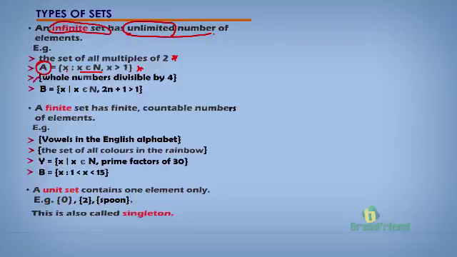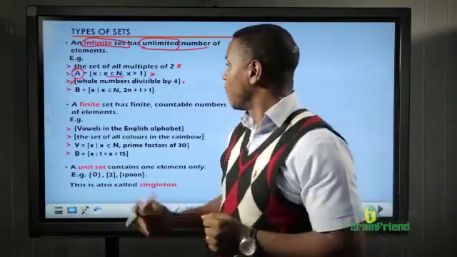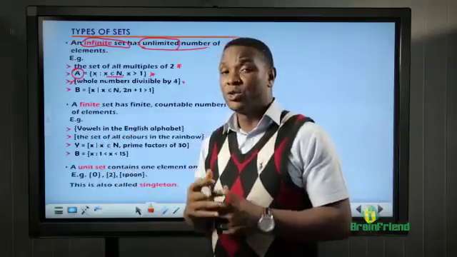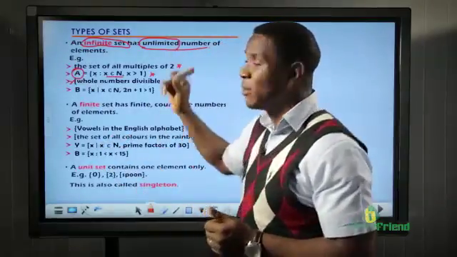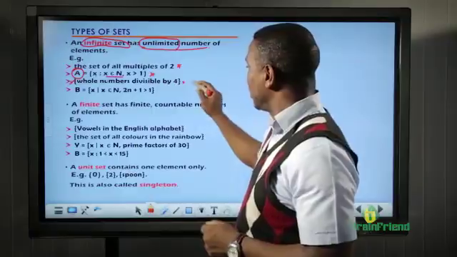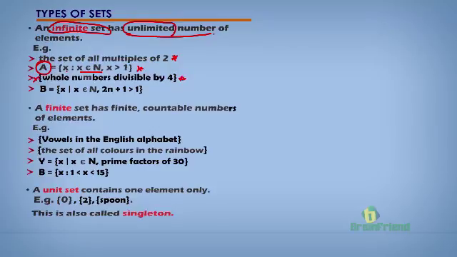Once again, let's take another example. The set of all whole numbers divisible by 4. It's so much that we cannot do a count once again. Whole numbers divisible by 4 are so plenty that we refer to them as unlimited. Again, we will say this is an infinite set.